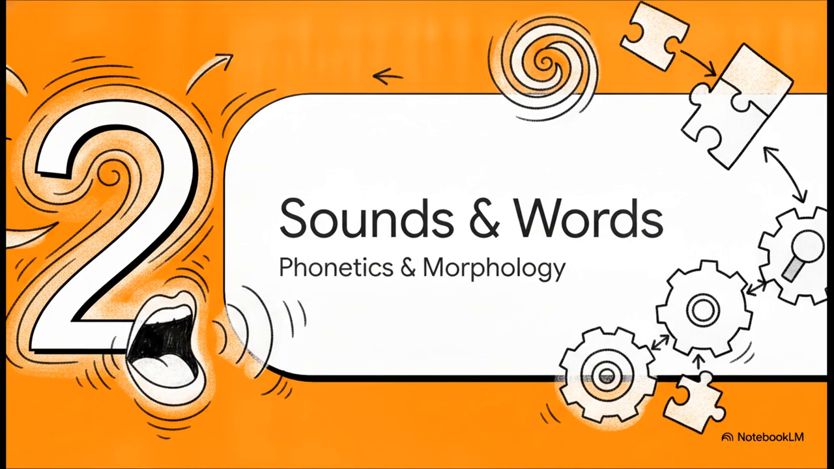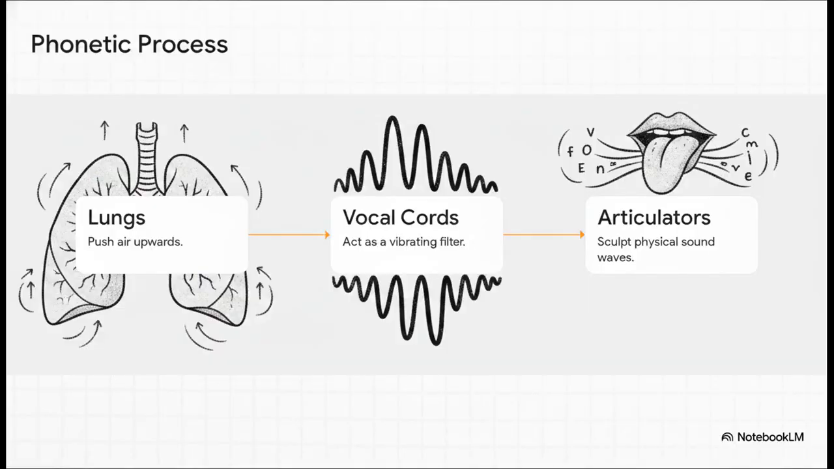Moving to Section 2, sounds, syllables, and words. Let's zoom into the literal, raw materials of our language machine, the distinct fields of phonetics and morphology. You know, we often think of language as this purely mental thing, but phonetics is fiercely physical. It actually operates through a highly precise biological sequence.